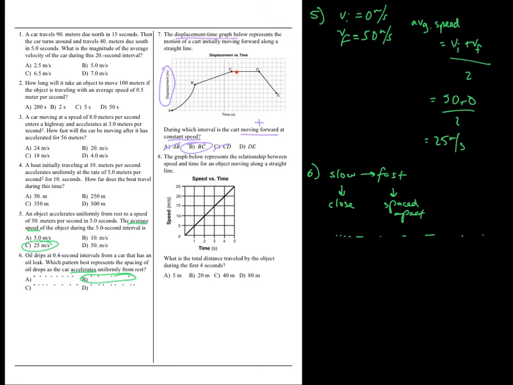Whereas here, C and D, you're staying at the same position as each second passes, so you're not moving at all. DE shows you're going backwards in the other direction. You're going backwards at a constant rate. So yes, this is also constant speed, but you're going backwards.